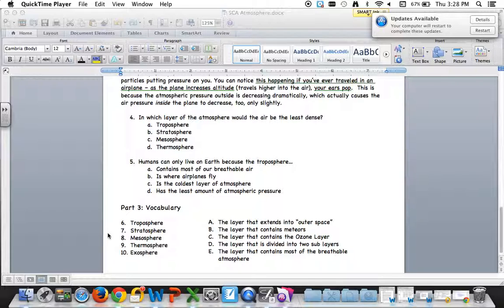Question 5. Humans can only live on Earth because the troposphere A. contains most of our breathable air, B. is where airplanes fly, C. is the coldest layer of atmosphere, D. has the least amount of atmospheric pressure.